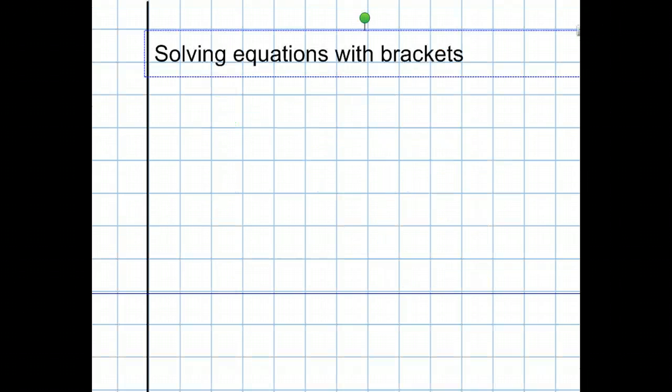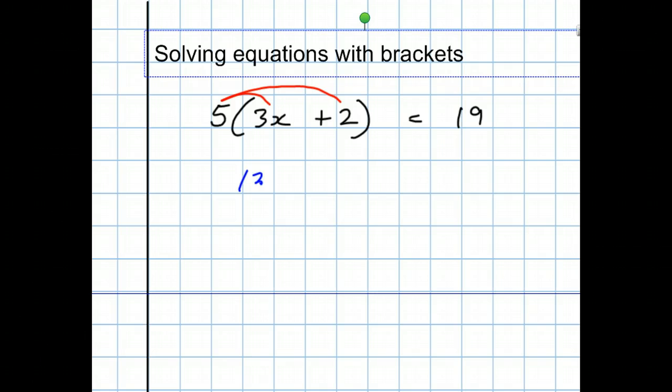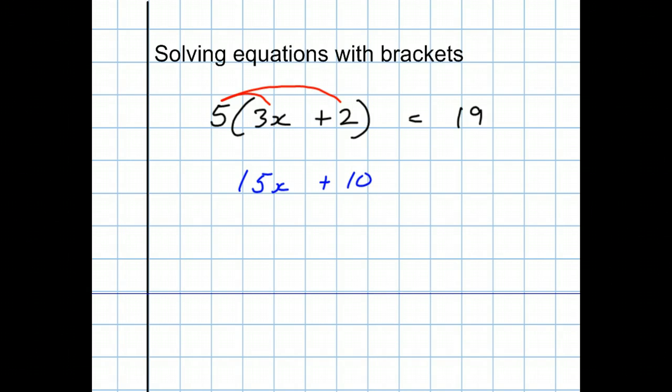Okay, and last one we're going to do is look at equations with brackets. So here we go. 5 open bracket 3x plus 2 close bracket equals 19. Now what we do here is we multiply out the brackets, as you saw on the other video. So multiply everything inside by 5 to give 15x plus 10 equals 19. Then move the number terms together. So we get 15x equals 19 less 10.